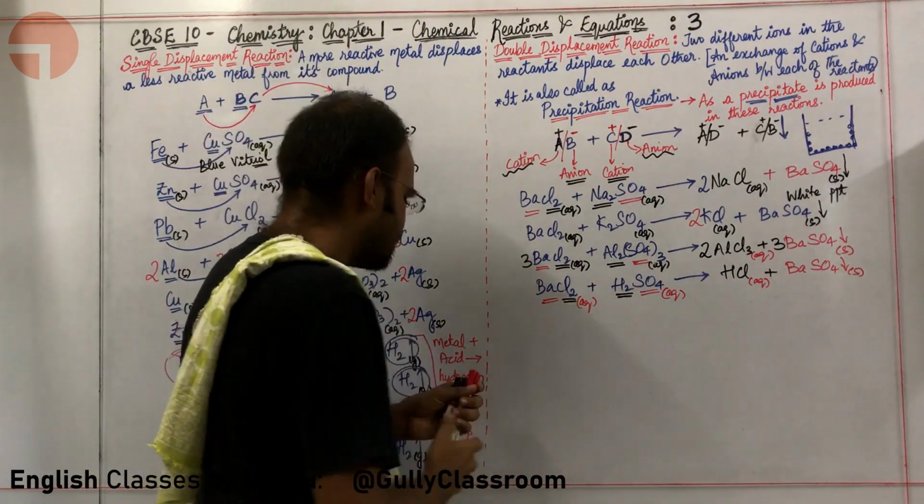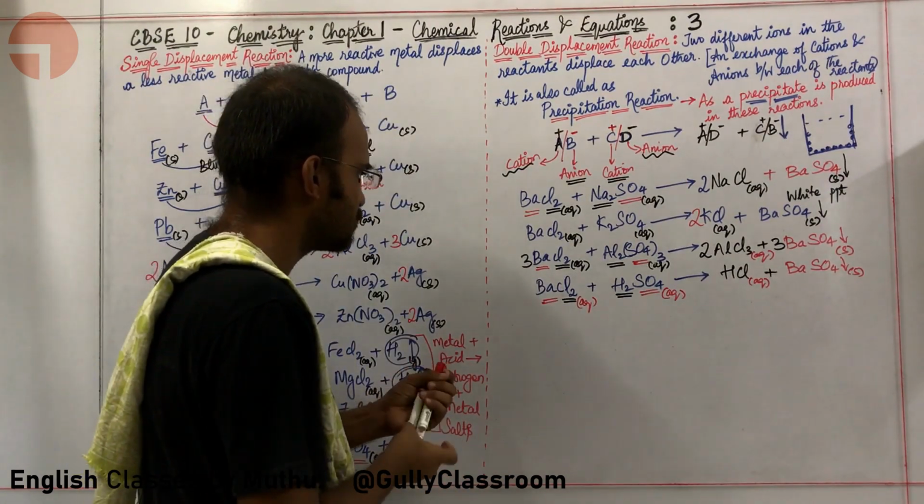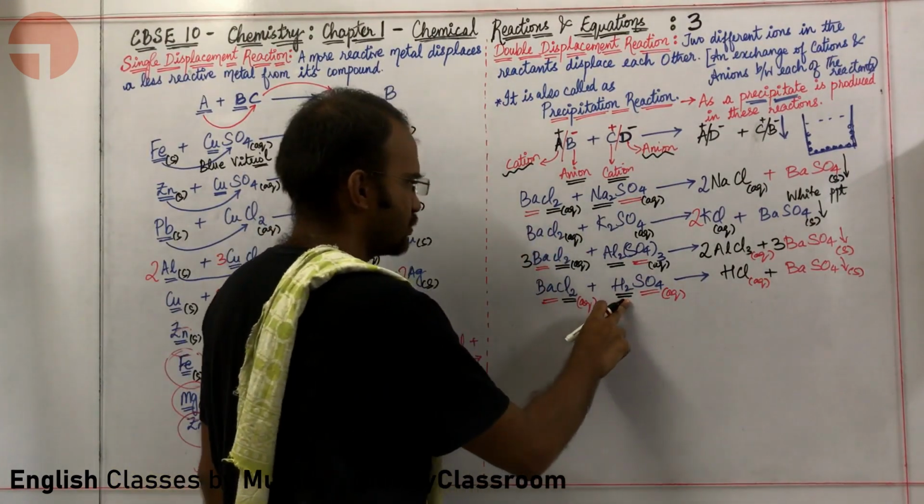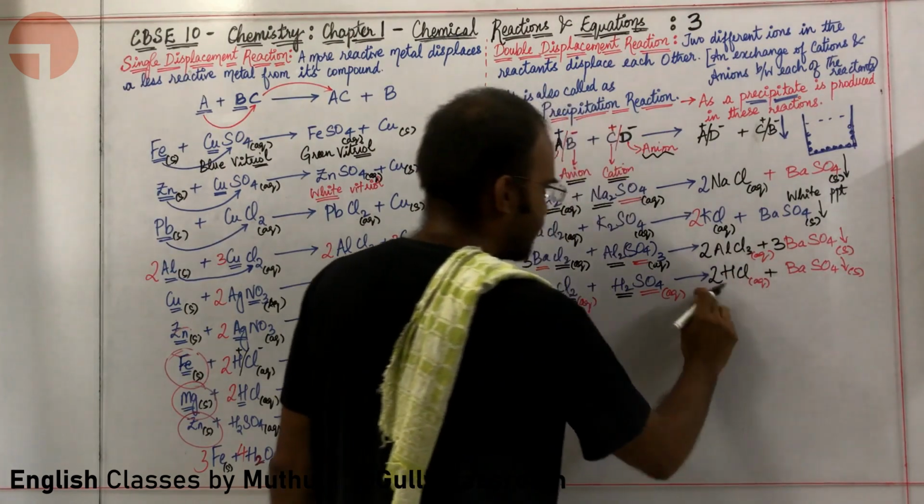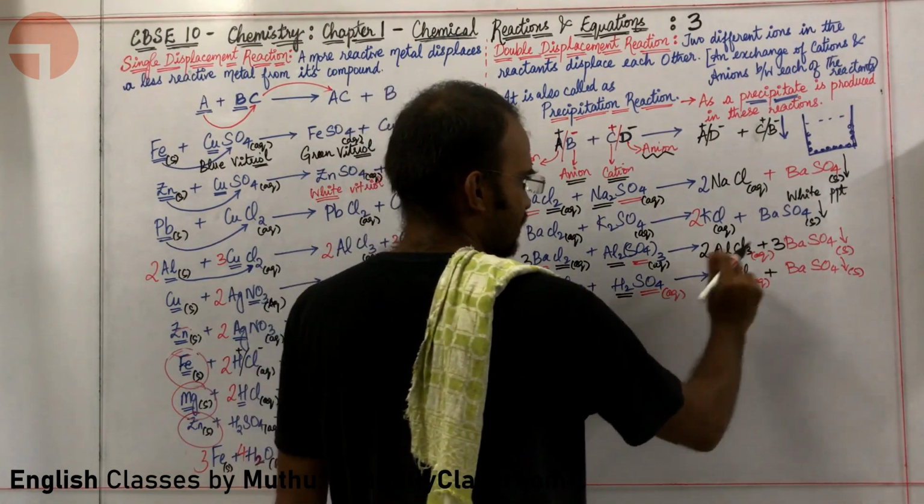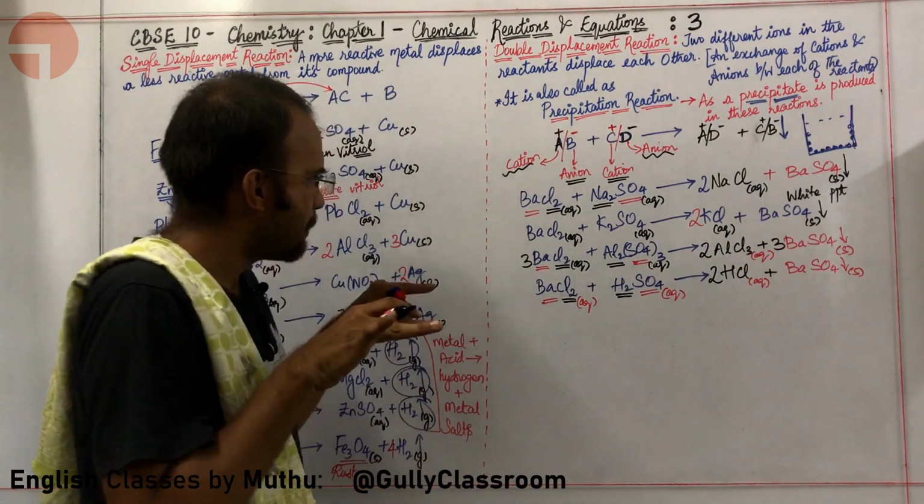Okay, let me balance this particular equation. How am I supposed to balance this particular equation? Here there is 2 hydrogen, so I am going to put a 2 over here. Chlorine is 2, so here there is 2. Ba, here there is 1, here there is 1. SO4, here there is 1, here there is 1. That particular equation is balanced.